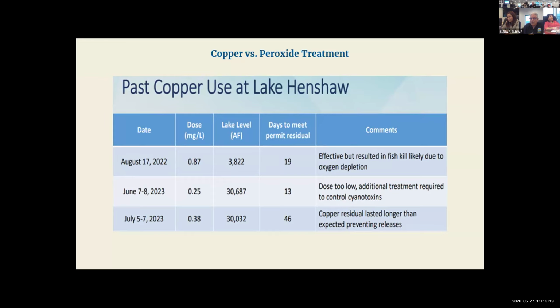So even though copper eliminated the HABs bloom, what it did is that they just couldn't release the water, and without releasing of water, that did affect the campground's recreational use and this water flowing down that canal.